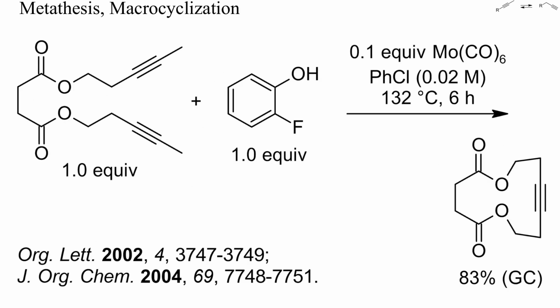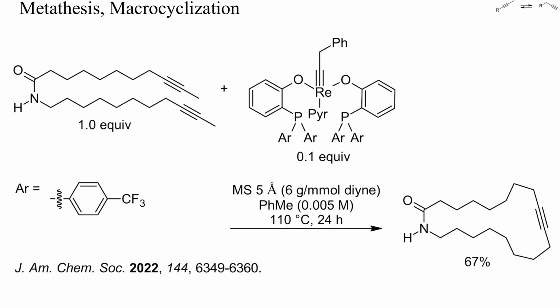If a difunctional starting material is to be cyclized to a large macrocycle, you'll usually require high dilution to suppress oligomerization. In this example, a metathesis catalyst was generated in situ from 2-fluorophenol and molybdenum hexacarbonyl. With this catalyst, dipentynyl succinate could be cyclized in high yield to a 12-membered cyclic diester. In this example, a still larger lactam was prepared by ring-closing metathesis at high dilution with a rhenium catalyst.